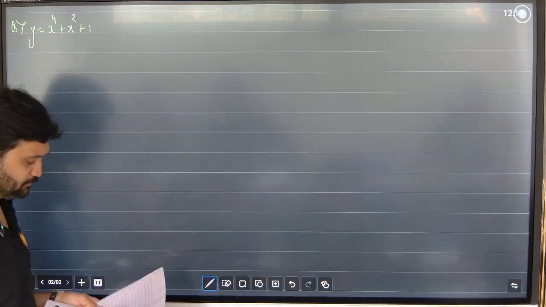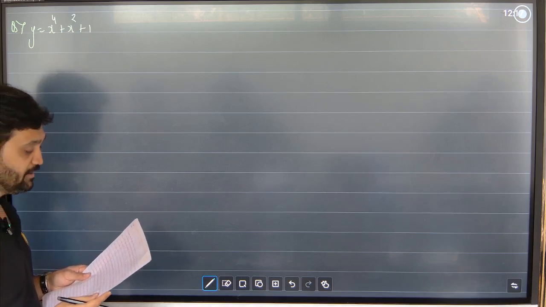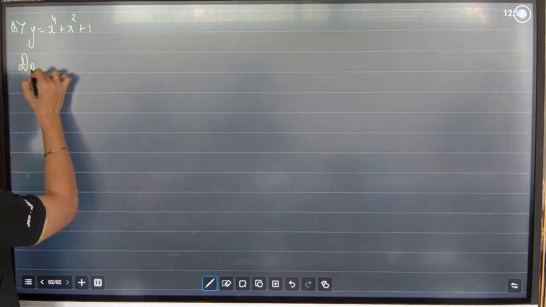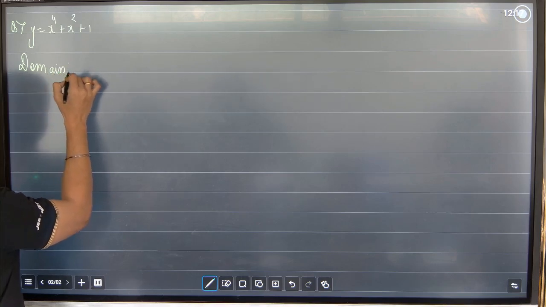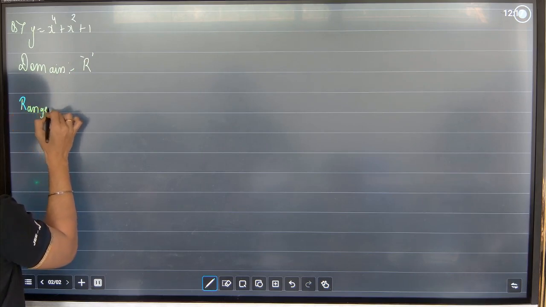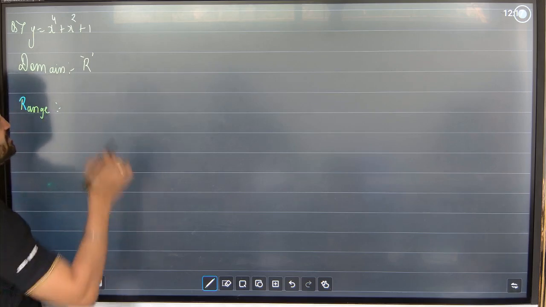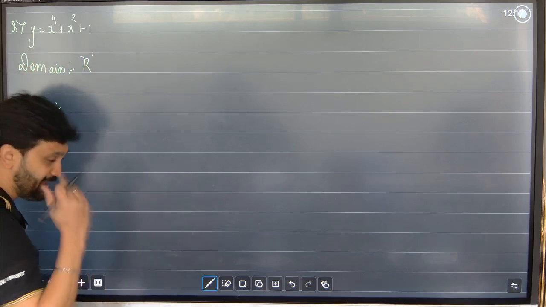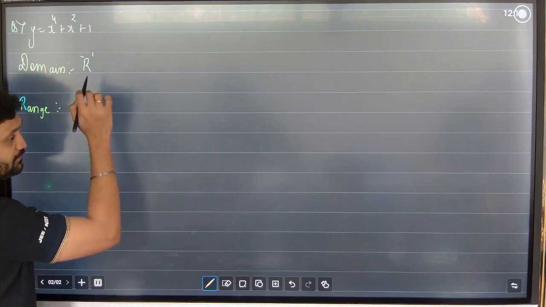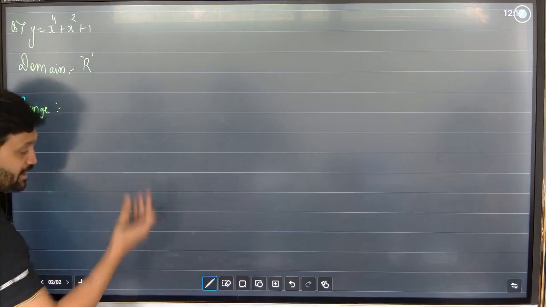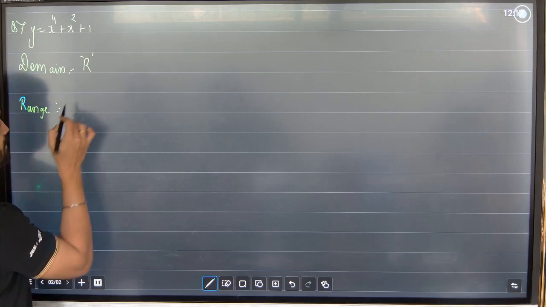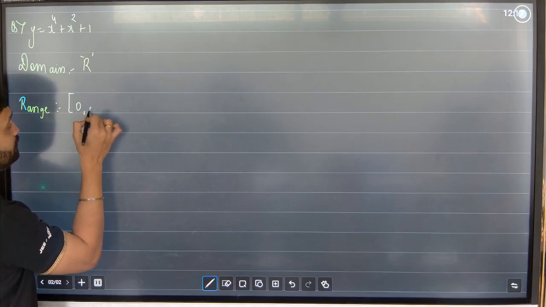In case of an even degree polynomial function, my domain is not going to change. Domain means I can use any value of x. It means that my domain will be all real numbers. But guys, my range: if I put any value of x, positive value, negative value, or 0, the y value that I get is going to be the range, and it is going to be from 0 to infinity.